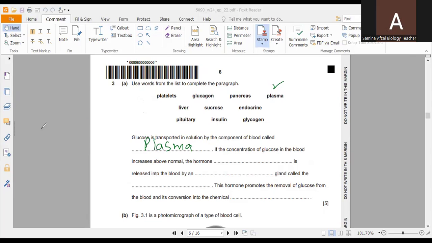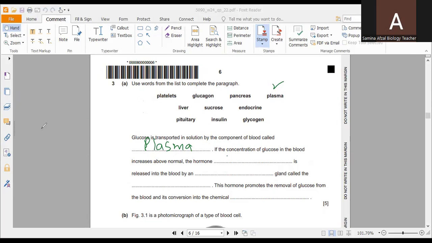If the concentration of glucose in the blood increases above normal, and this is a natural phenomenon, the hormone insulin is secreted by the pancreas, because at that time the pancreas is activated, and the part of the pancreas, the islets of Langerhans, start secreting the hormone insulin. So insulin will manage the extra glucose. It will change the extra glucose into the form of glycogen.